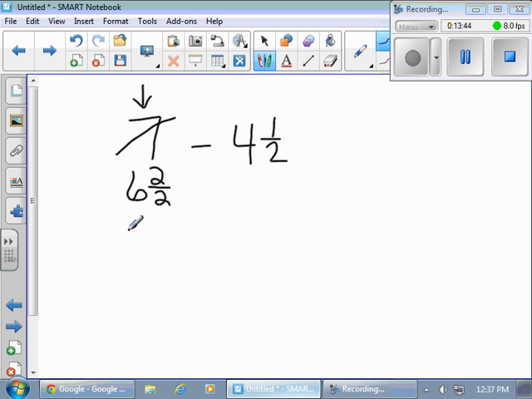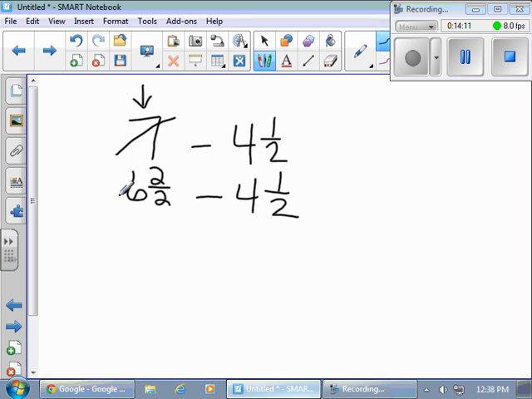Now I could have made it 6 and 1 over 1. That's still 7, but I don't have a common denominator now, right? So I would have to multiply this by 2 to force it to be a 2, correct? So why do I want to add more work in there when I can go straight to 2 over 2? Okay?